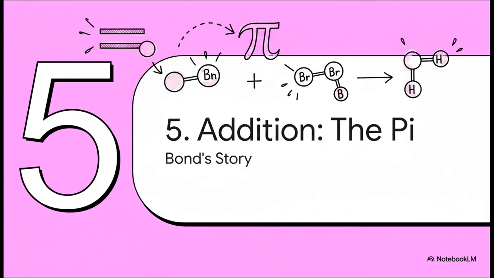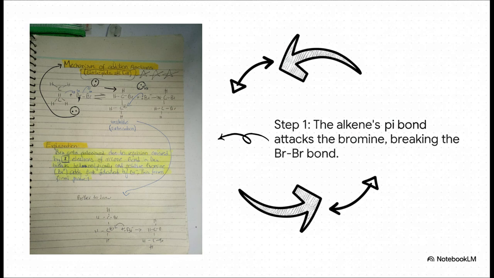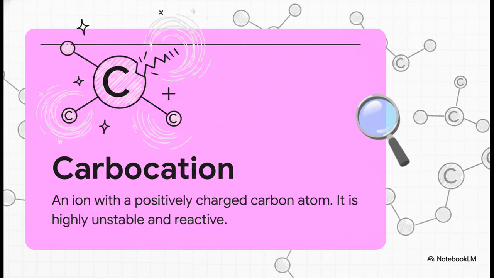Let's watch the elegant step-by-step dance of a reaction called electrophilic addition. We'll use bromine as our example. Okay, these curly arrows show us exactly where the action is. The alkene's pi bond, with all its electrons, is the attacker. It reaches out and attacks one of the bromine atoms, and in that instant, the bond holding the two bromine atoms together just snaps.